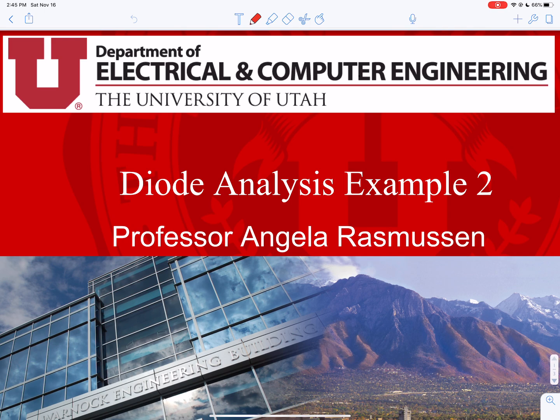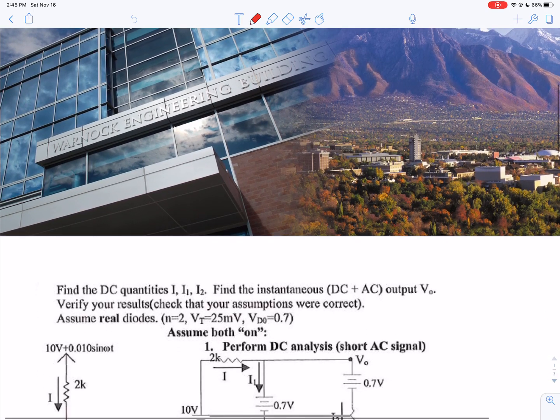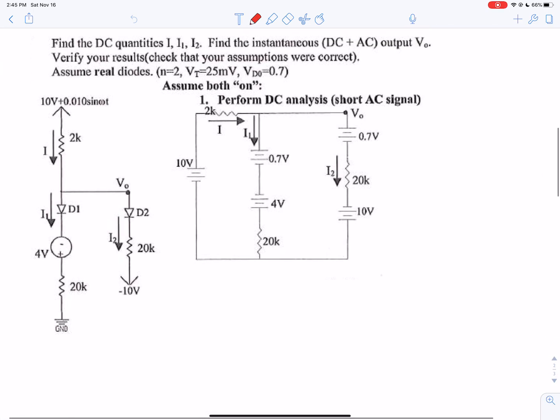Today I wanted to do another example for a diode analysis. So this is our circuit this time. We want to find all of the quantities, and then we want to find the instantaneous result, which will be the combination of DC and AC. Recall that we're going to analyze these like superposition, where we look at the DC solution first and then look at the AC solution.